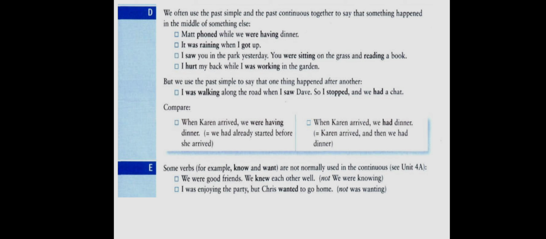I was enjoying the party. This is past continuous. But Chris wanted to go home. We cannot say Chris was wanting to go home because the verb want is a stative verb, so it cannot come in the continuous, so we can't use it in the past continuous, so we opt for past simple. We write it in the simple form and it is in the past, so we use it in the past simple. So it becomes, but Chris wanted to go home.